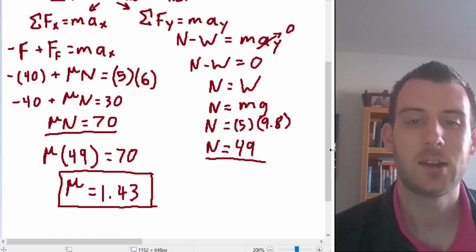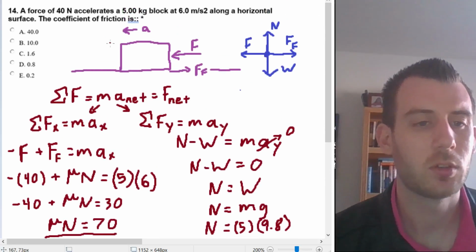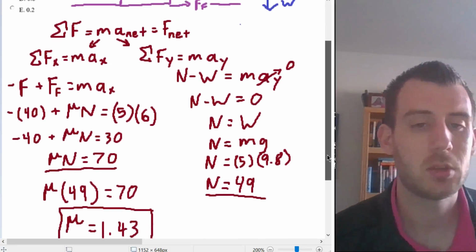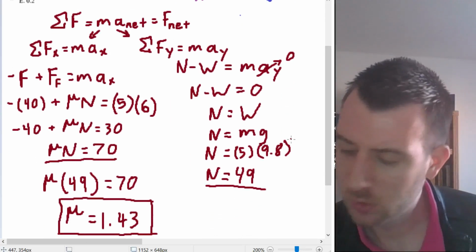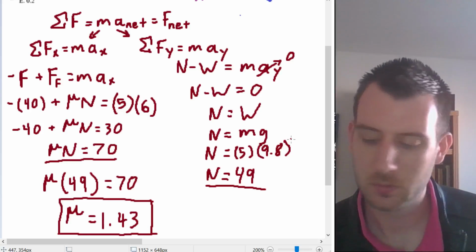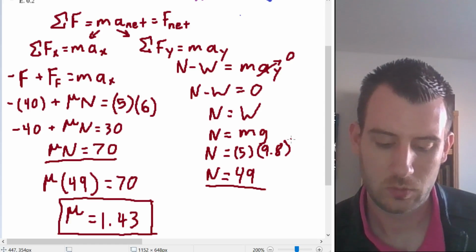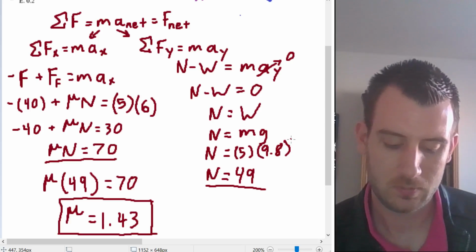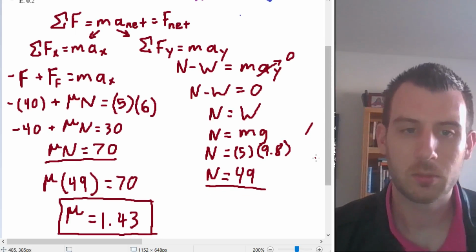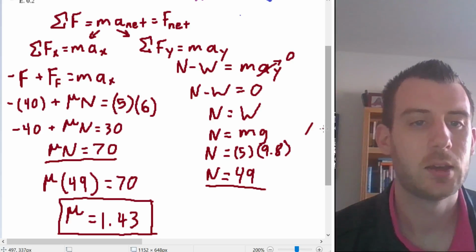Let's go up and make sure that it's there. 1.43, ooh, I don't see 1.43. Let's go back and check through the math. So 1.43 gets me pretty close to 1.6. Maybe I did some rounding errors here. Let's do 40 minus 5 times 6 divided by 49. Oh, I got 0.2 this time. Where did I mess that up? Ah, that's where it is, right there.